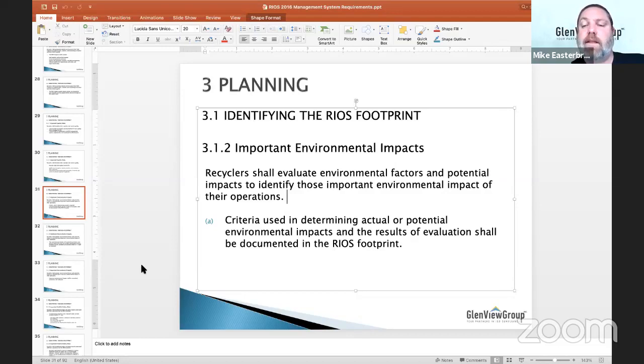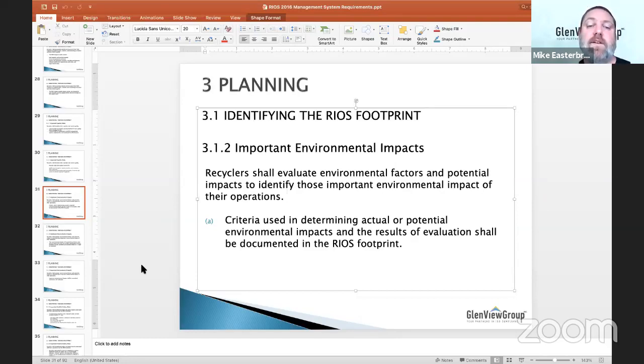like, is it a legal regulatory requirement? What is the impact upon the environment? What's the impact to human health? What's the impact to neighbors or the community or public interest? So sometimes your environmental criteria might be more complicated than the health and safety risk criteria. It depends on your system.